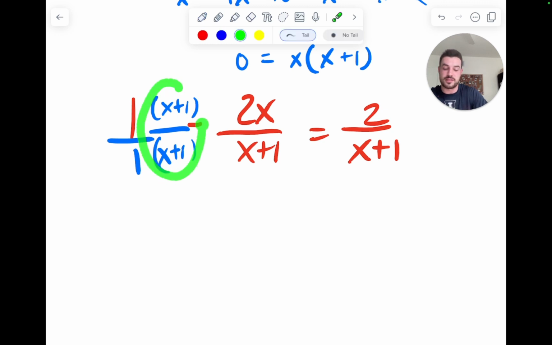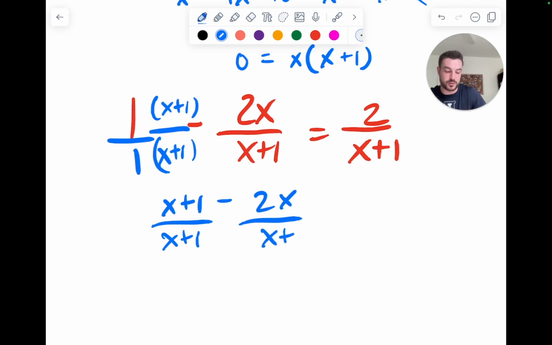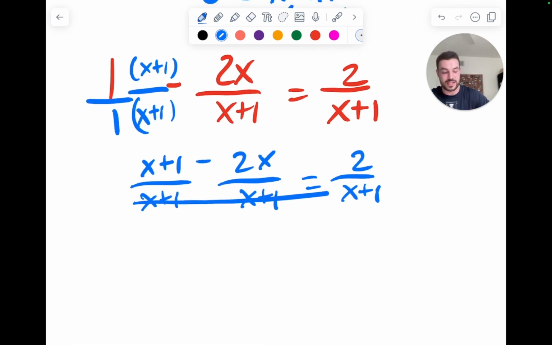And the reason that is, if I divide these two values, anything divided by itself is 1, which means I'm not really changing the original equation. So I'm going to get x plus 1 minus 2x over x plus 1 equals 2 over x plus 1. Now that all of my denominators are the same, they are going to cancel each other out.